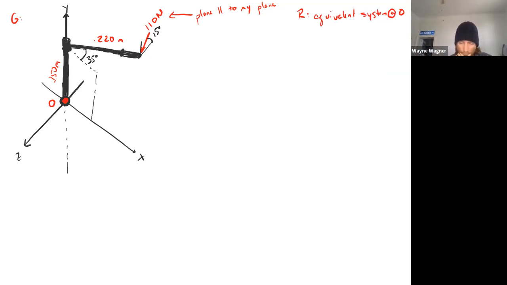Hopefully you can see that this is a little bit weird. The first thing I want to do is, I only have one force to work with here, and that's this 110. We're in 3 dimensions, which is really annoying. By the way, this 35-degree angle is in a plane parallel to the XZ plane.